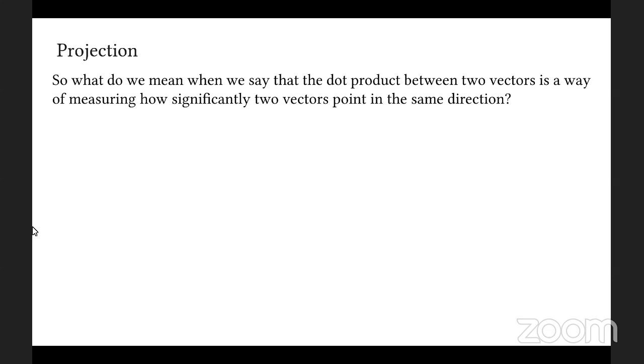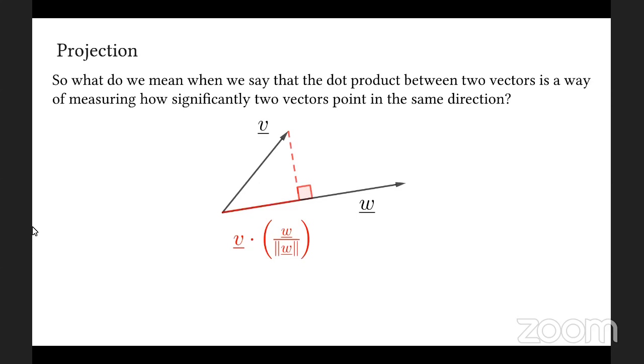And then projection. So what exactly did I mean when I said that the dot product measures how significantly one points in another's direction? So let's say this is V and W. I'm gonna normalize W here. So this is a vector pointing in the direction of W, but unit length. And V dotted with that normalized vector pointing in the direction of W is this length here. It's that length there. It's the component of V that points in the direction of W.